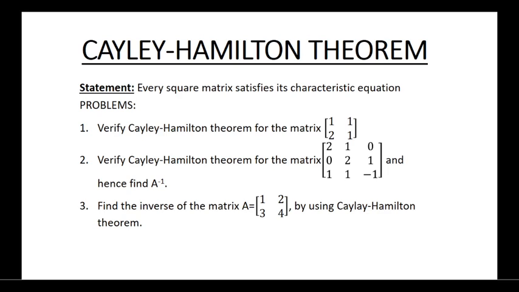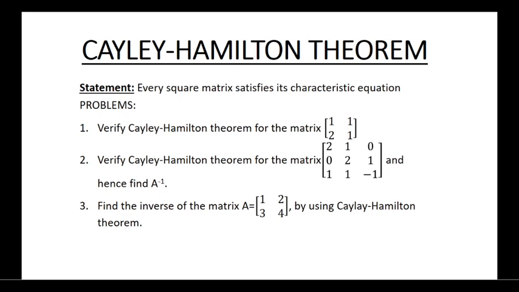To prove the Cayley-Hamilton theorem, first we take capital A to represent any square matrix of order n. Then we take the matrix polynomial. Here directly we consider the characteristic polynomial. So what is the characteristic equation? Determinant of A minus lambda I is equal to 0. But here we take only the characteristic polynomial, that is determinant of A minus lambda I.